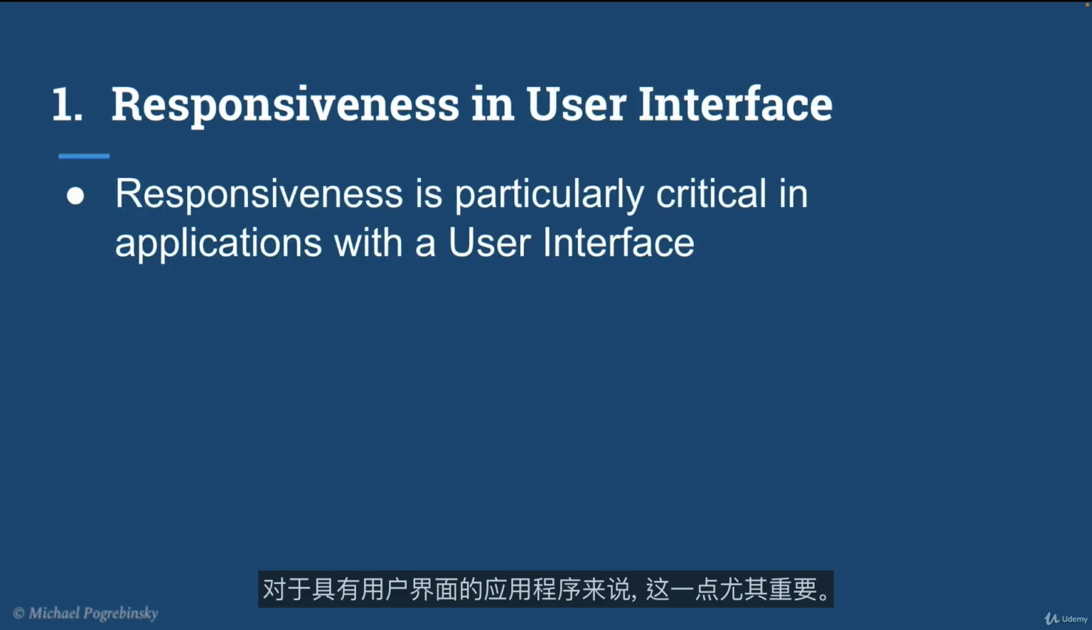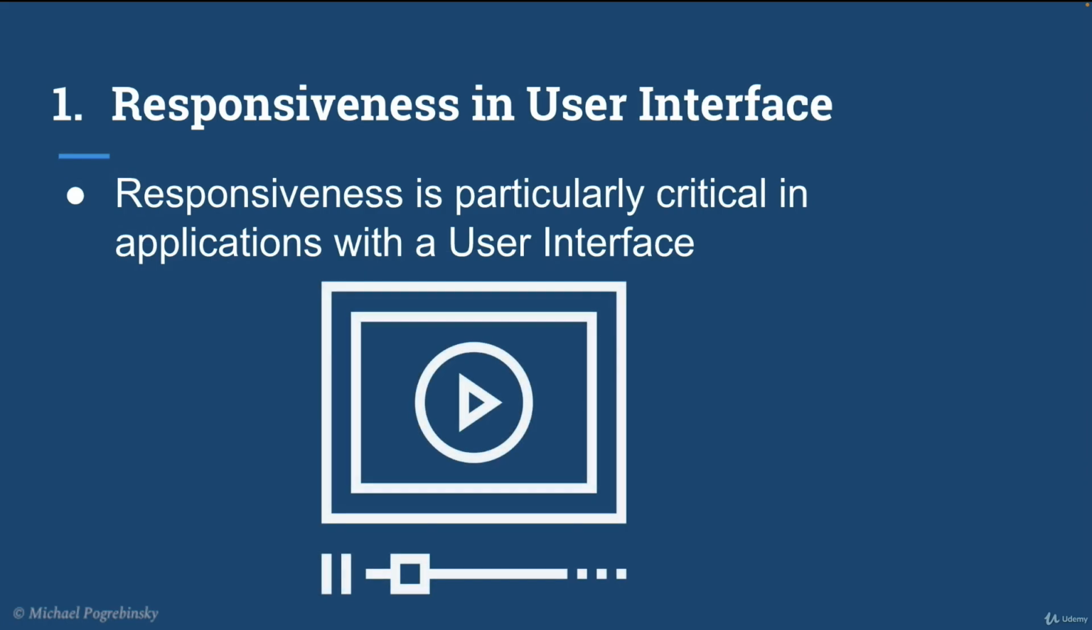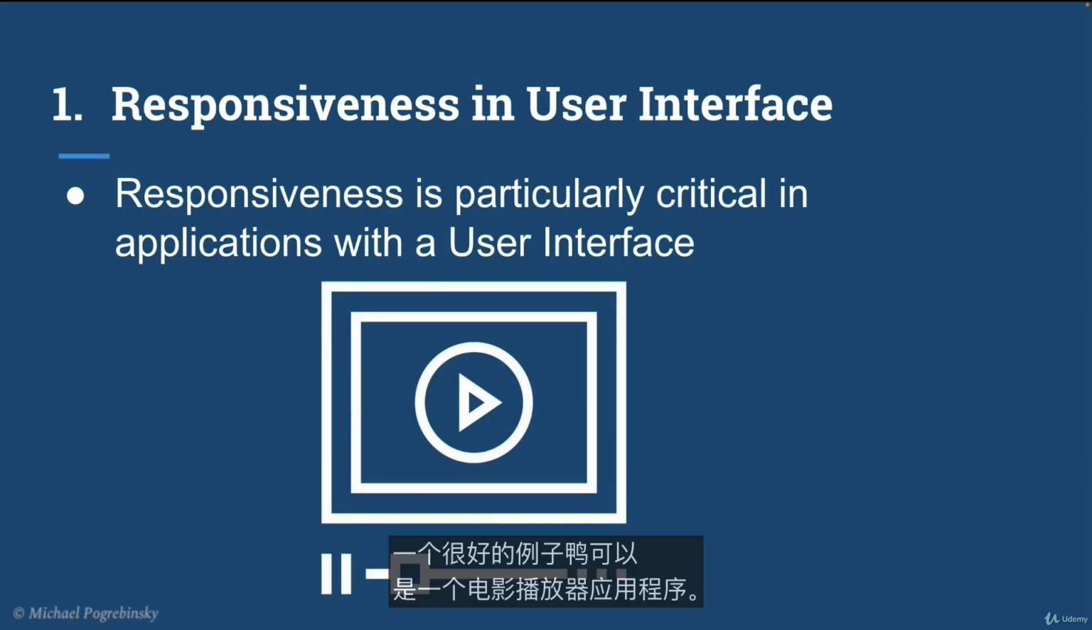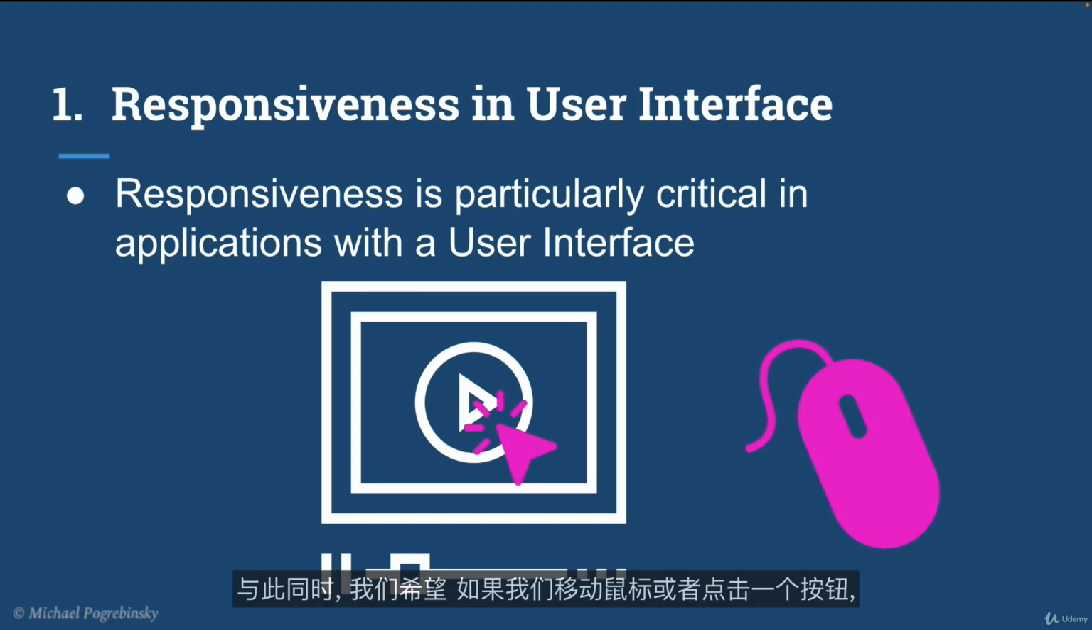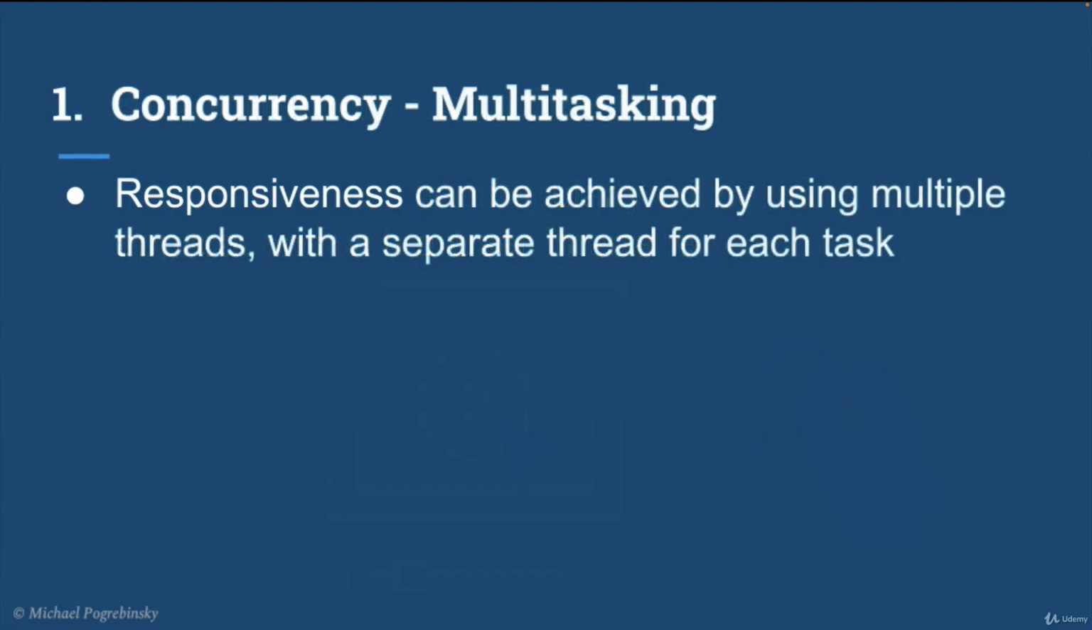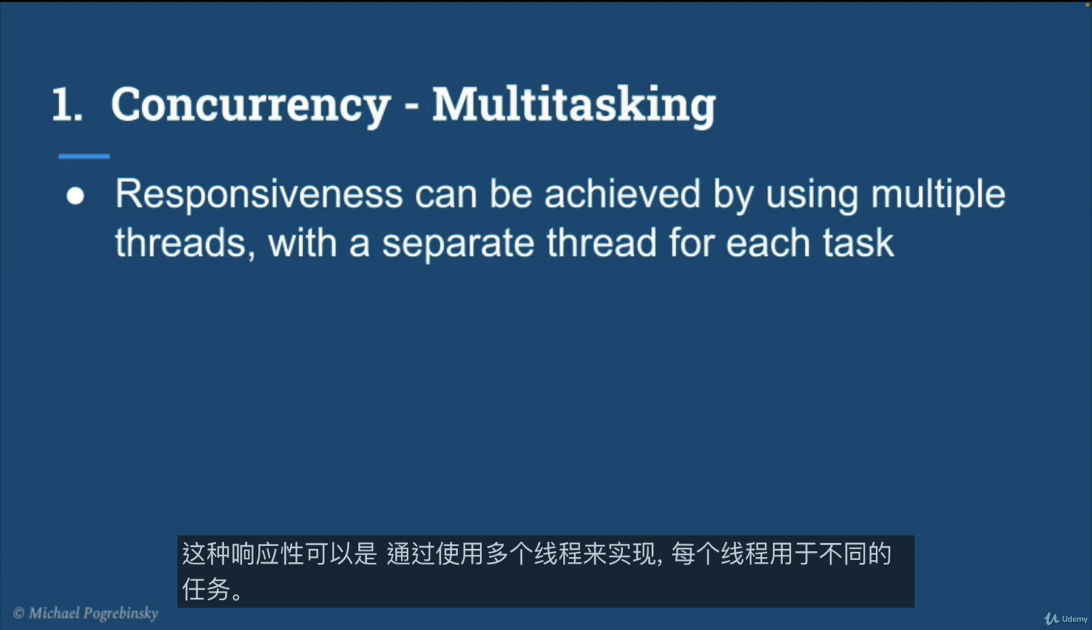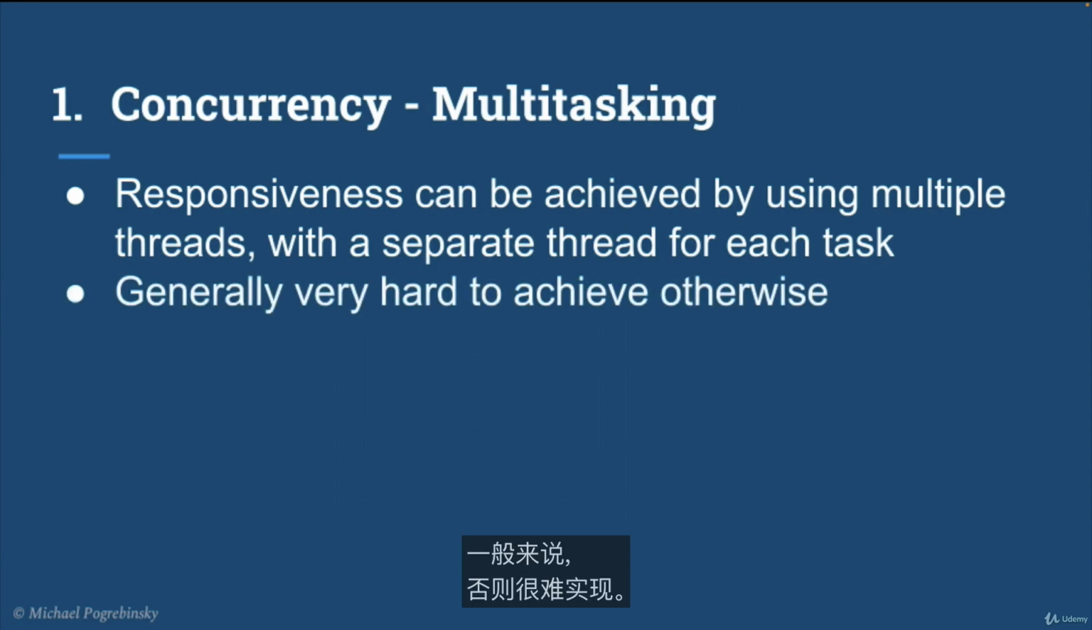Responsiveness is particularly critical when it comes to applications with a user interface. A good example for that can be a movie player application. The application is showing us images, playing the audio, and at the same time we expect that if we move the mouse or click a button, we would get an instant feedback for our action on the screen. This kind of responsiveness can be achieved by using multiple threads, each thread for a different task, and it's generally very hard to achieve otherwise.